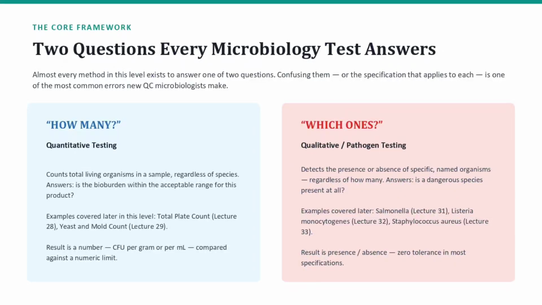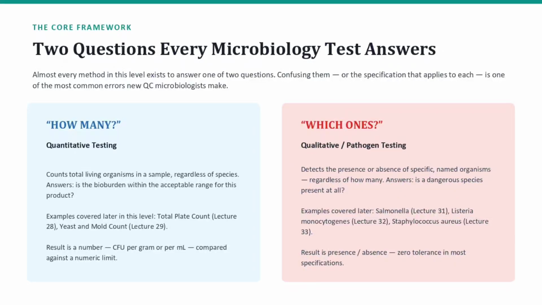The second question is, which ones? This is qualitative or pathogen testing. It detects the presence or absence of a specific, named organism, regardless of how many are present. It answers whether a dangerous species is present at all. This is what Salmonella testing in Lecture 31, Listeria monocytogenes testing in Lecture 32, and Staphylococcus aureus testing in Lecture 33 are all doing. The result here is presence or absence, and in most specifications, the tolerance for a positive result is 0.